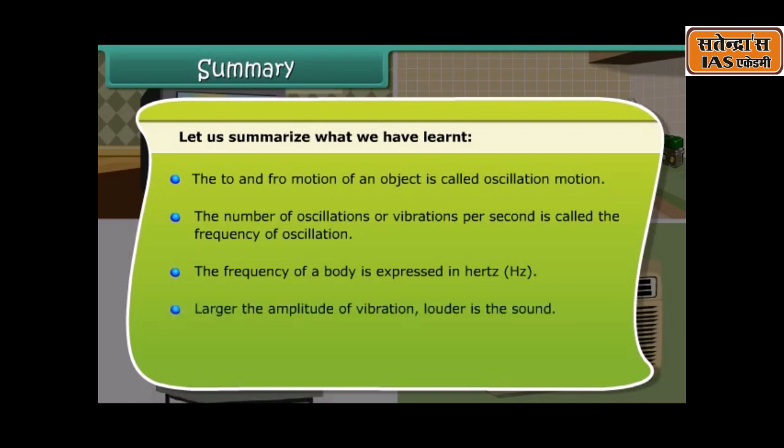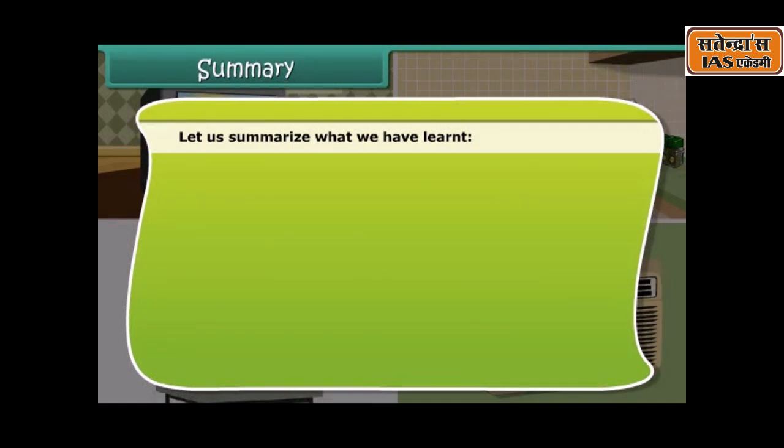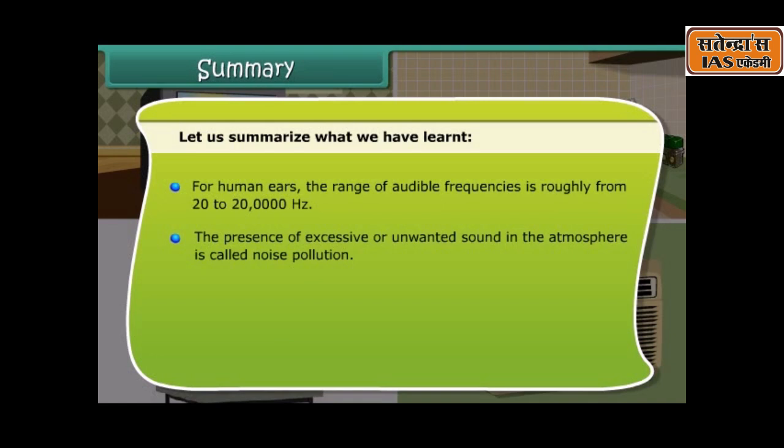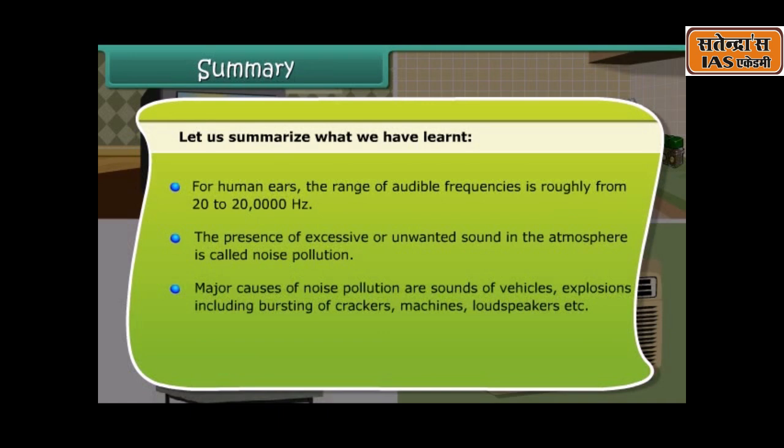Larger the amplitude of vibration, louder is the sound. Higher the frequency of vibration, the higher is the pitch or shrill is the sound. For human ears, the range of audible frequencies is roughly from 20 to 20,000 Hz. The presence of excessive or unwanted sound in the atmosphere is called noise pollution. Major causes of noise pollution are sounds of vehicles, explosions including bursting of crackers, machines, loudspeakers, etc. Plantation on the roadside and elsewhere can reduce the noise pollution.